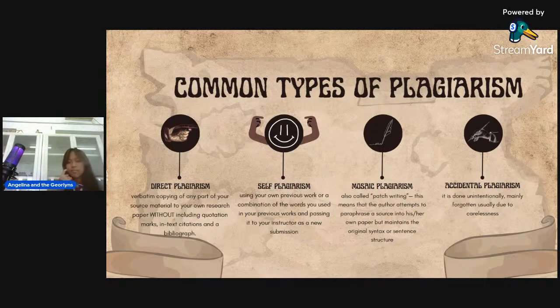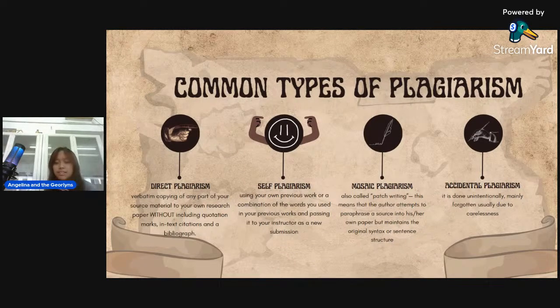Mosaic plagiarism, also called patch writing, means that the author attempts to paraphrase a source into his or her own paper but maintains the original syntax or sentence structure. Yes, guys, like what Sir Romel said, please remember this in making your outputs. Let's avoid plagiarism. Okay, from what I've said, I will compare mosaic plagiarism with another term later on.